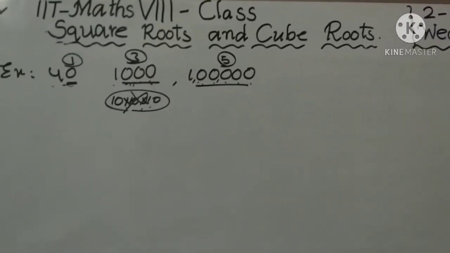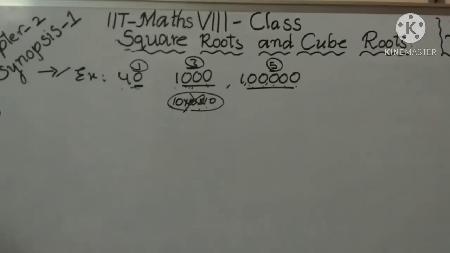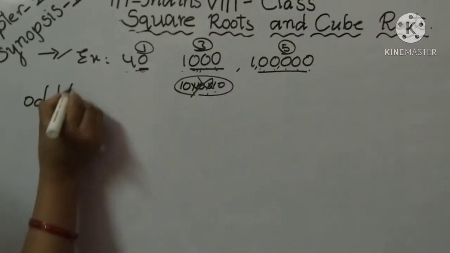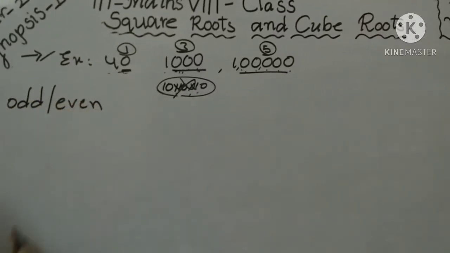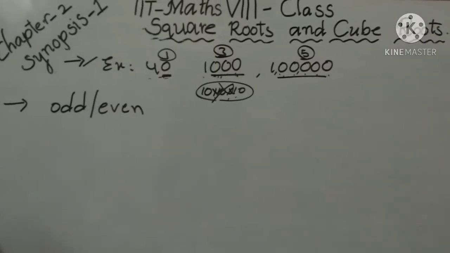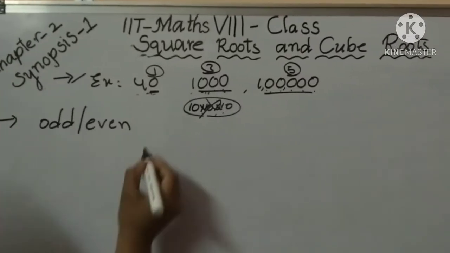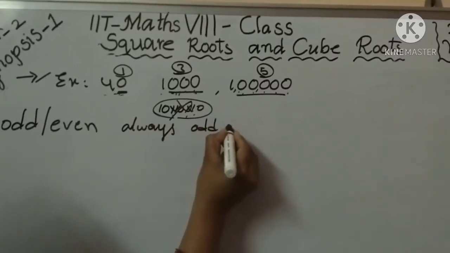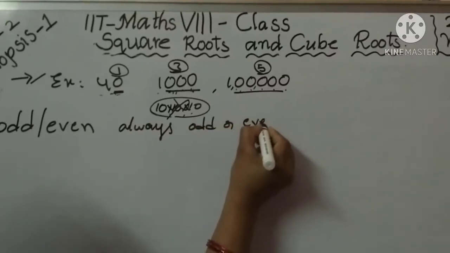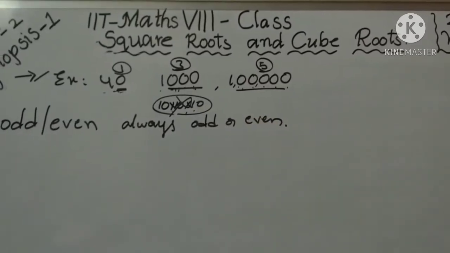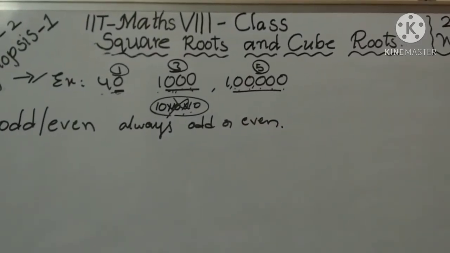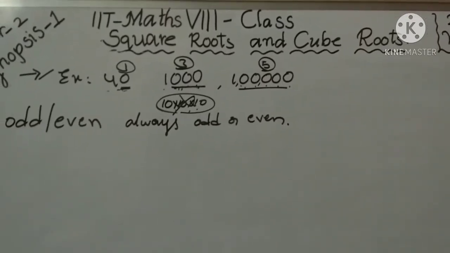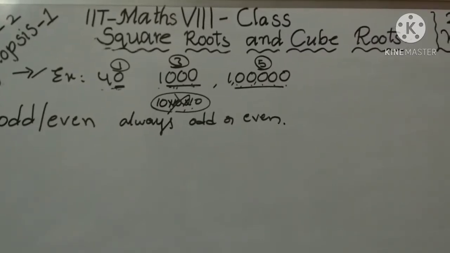And the next, fourth property. What is the fourth property? The square of an odd or even number is always odd or even. Did you understand, children? The square of an odd or even number: if you take any square of an odd number or even number, it is always odd or even respectively.